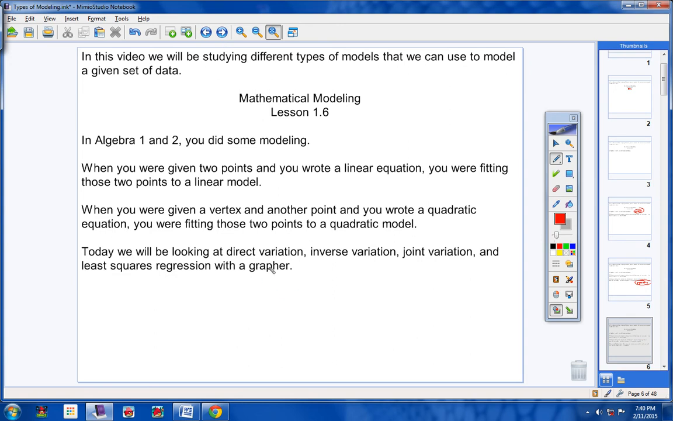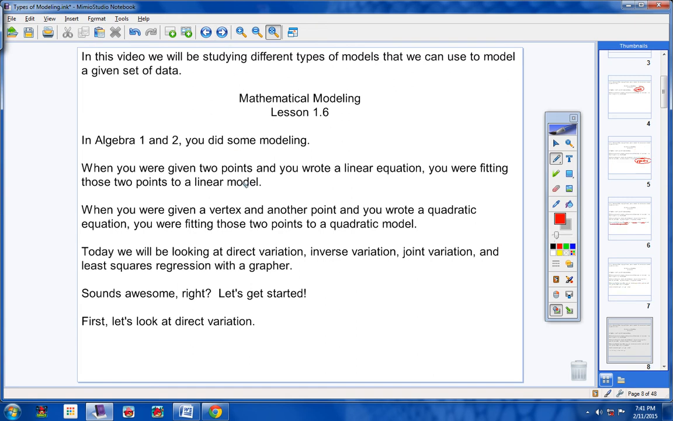Today we'll be looking at direct variation, inverse variation, joint variation, and the least squares regression with a graph. We're going to use a graph for today to learn how to use the least squares regression formula. Alright, so let's jump right into this without any hesitation. Sounds awesome, right? I'm sure it does. Let's get started. Let's first look at direct variation.